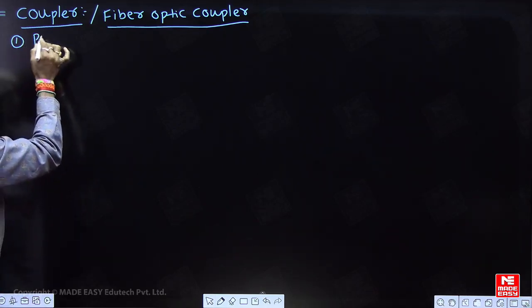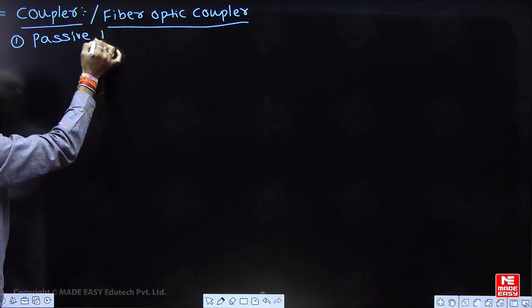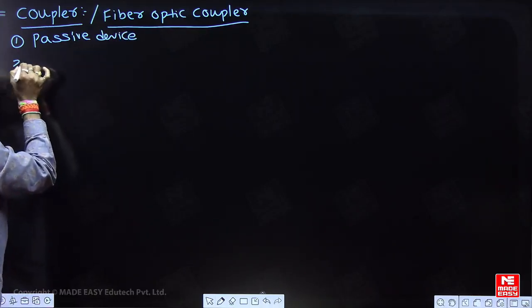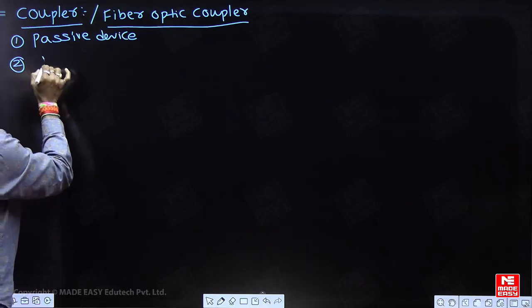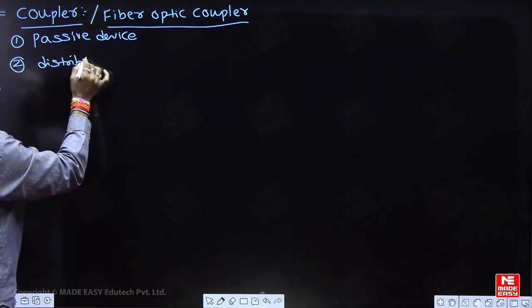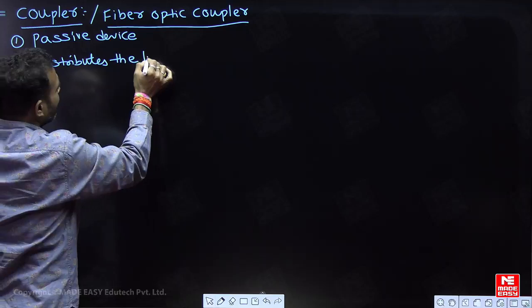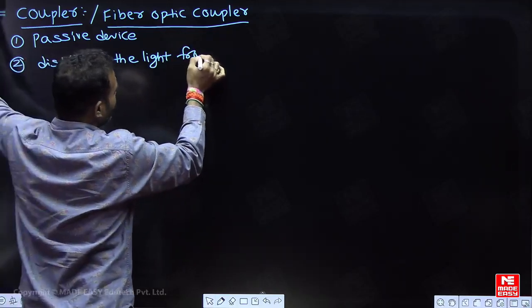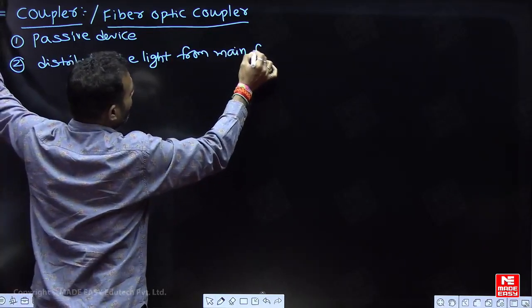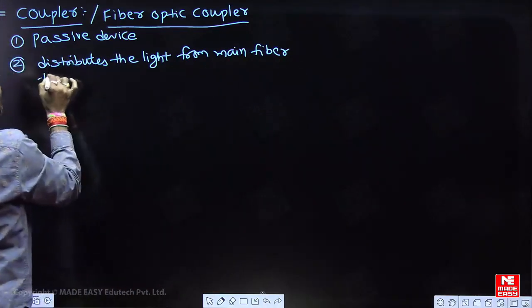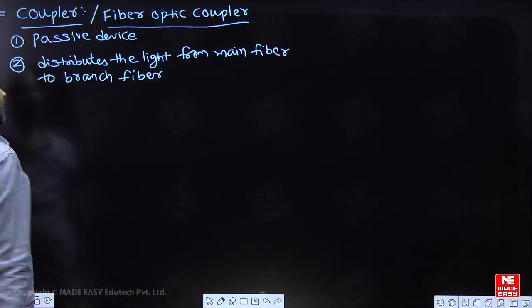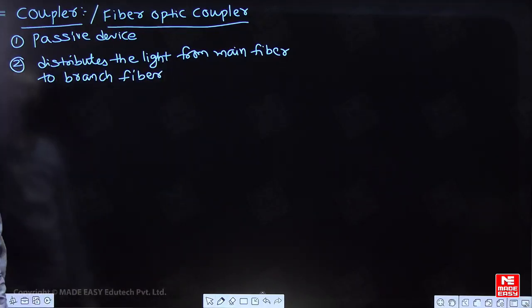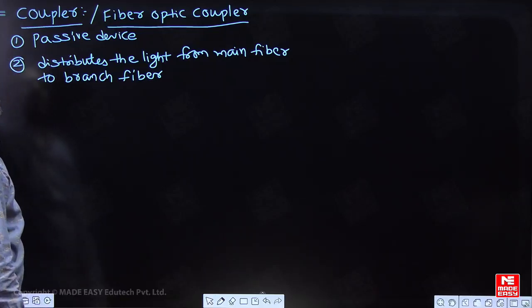Bhaiya, a coupler is a passive device, and the second important point is that whenever we discuss the coupler, it distributes the power, it distributes the light from the main fiber to one or many branch fibers. Okay, bhaiya, this is the coupler.